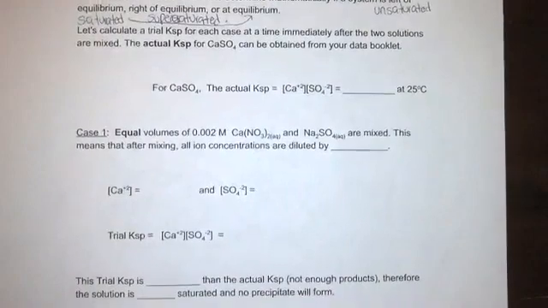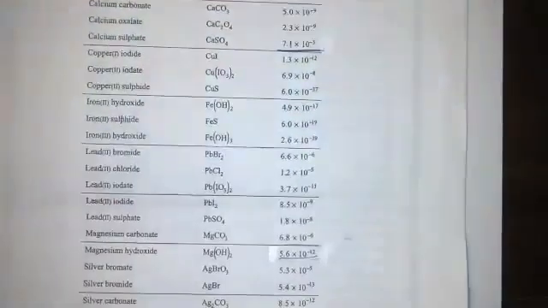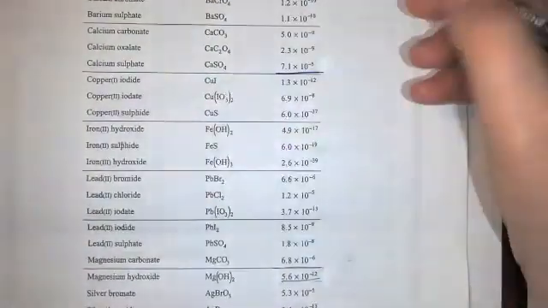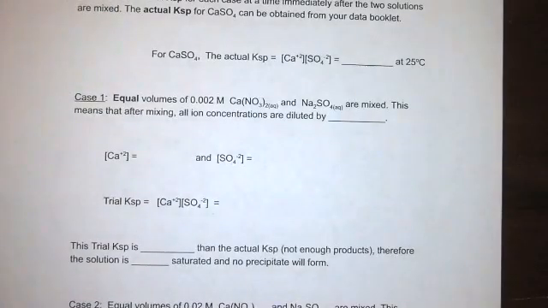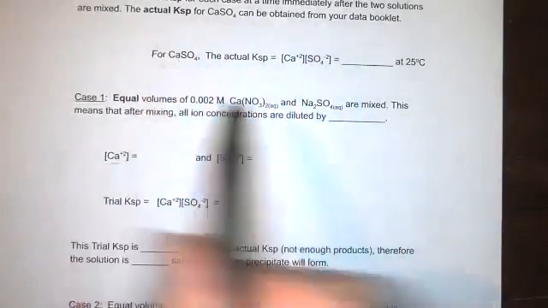Now, our Ksp can be obtained from our data booklet. So we're looking for our calcium sulfate here. It is in alphabetical order. It is 7.1 times 10 to the negative 5. So this is my known Ksp when I have a saturated solution.